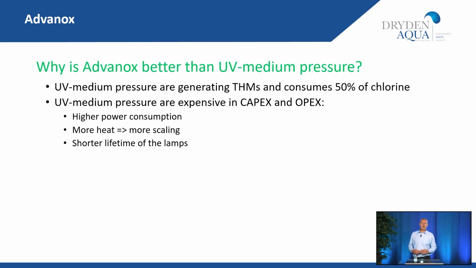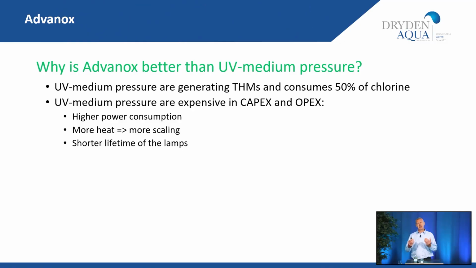Why is Advanox better than medium pressure UV? Medium pressure UV is generating THMs in the form of chloroform, as just explained, and consumes about 50% of chlorine. So free chlorine that's passing through the chamber will also be photolyzed, reduced. The same thing can happen a little bit with Advanox, because we bring a little bit of hydrogen peroxide into the system, and that does neutralize a little bit of free chlorine as well.